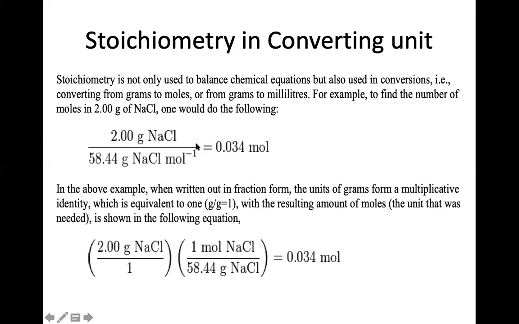So you can understand that 2 grams of sodium chloride is equivalent to 0.034 mole of sodium chloride. So we can convert from mole to gram, gram to mole, or other units. In the above example, when written out in fraction form, the unit of grams forms a multiplicative identity, which is equivalent to 1, that means gram by gram, with the resulting amount of moles.